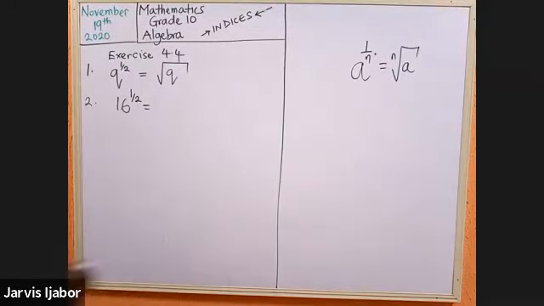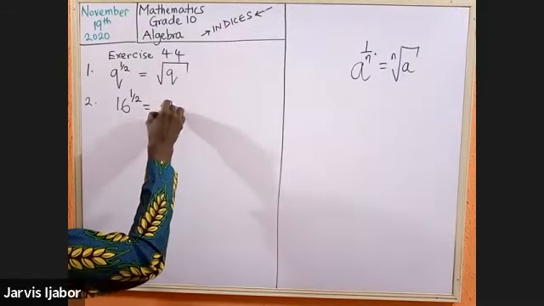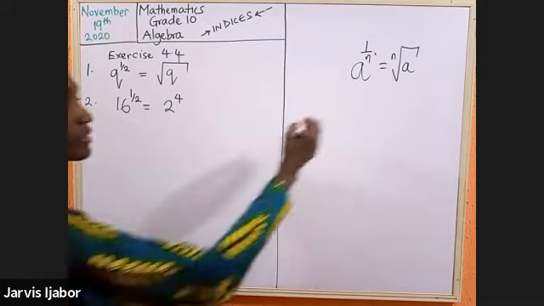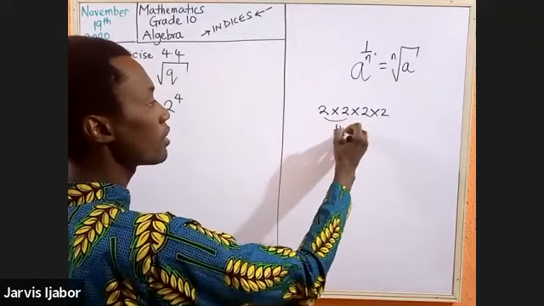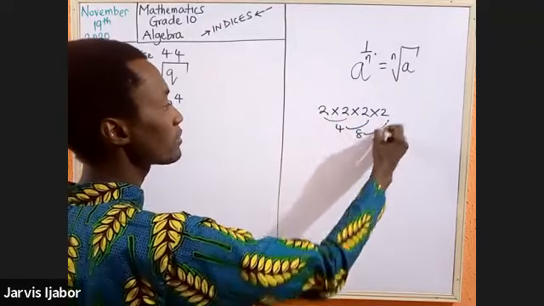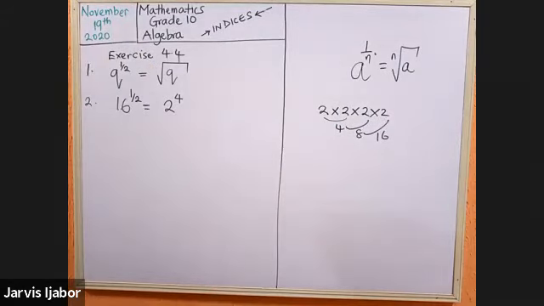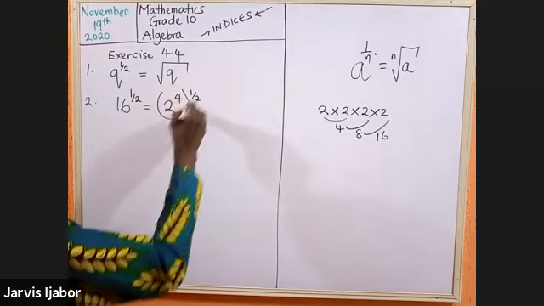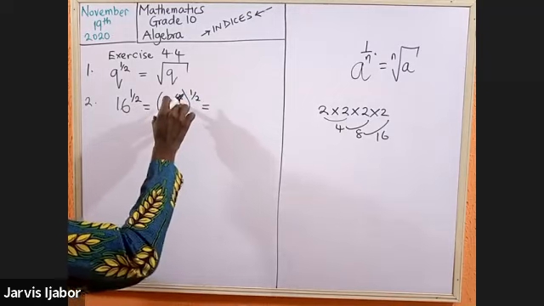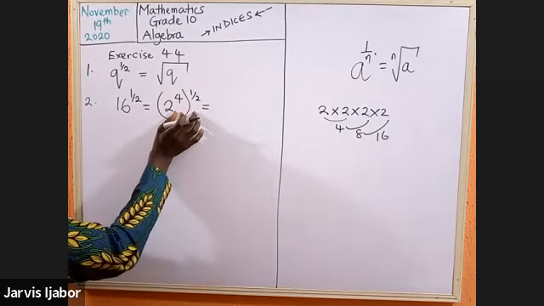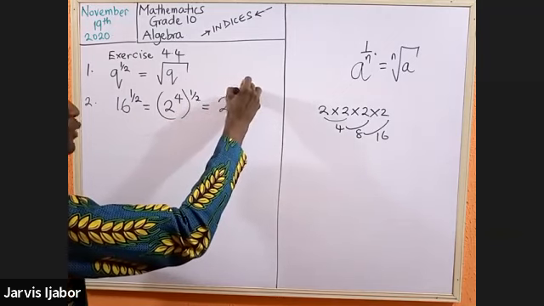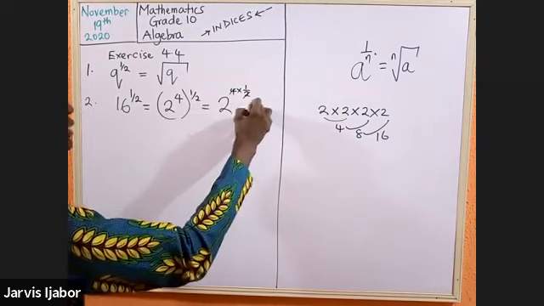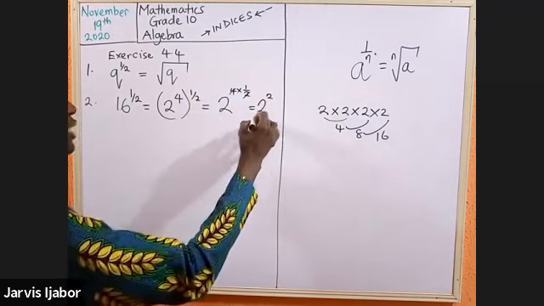If you look at 16, 16 will be like 2 multiplied 4 times. Let's experiment. 2 times 2 times 2 times 2. 2 times 2 is 4. 4 times 2 is 8. 8 times 2 is 16. So you discover that 2 multiplied 4 times will give you 16, all raised to the power of half. I will then carry out my multiplication at this level because you already know how to manipulate this rule. This will be 2 raised to the power of 4 times 1 over 2. And what does that give you? That will be 2 raised to the power of 2.